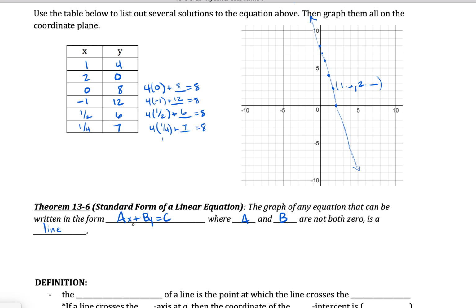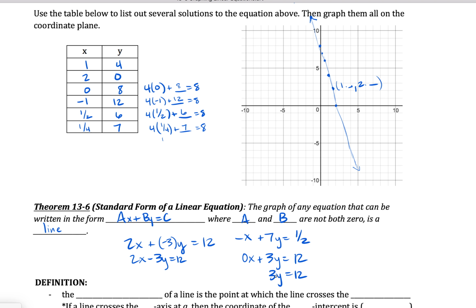So for any equation, just pick out some numbers for a, b, and c. Just make sure a and b are not both 0. So 2x plus -3 times y equals 12, or I guess that would usually be written as 2x minus 3y equals 12. That thing's graph is a line. -x plus 7y equals 1/2. That thing's graph is a line. I can put some zeros in. If I put a 0 in for the x coefficient, 0x plus 3y equals 12, well, the 0x would just go away and I'd have 3y equals 12. That thing's graph is a line.